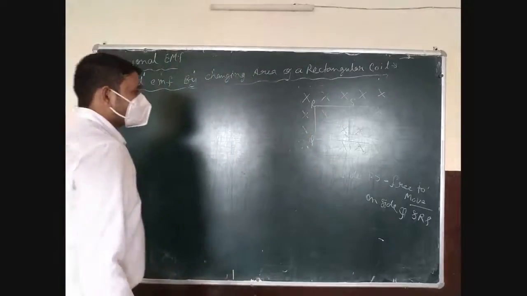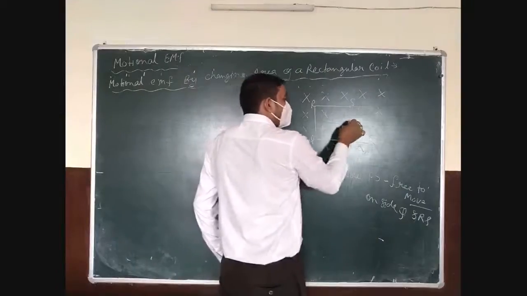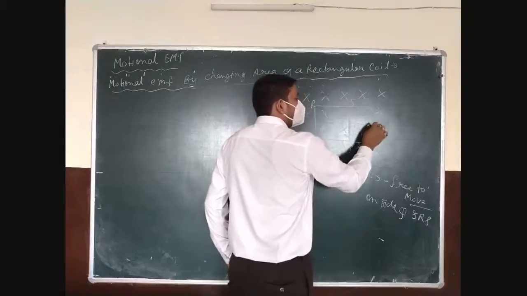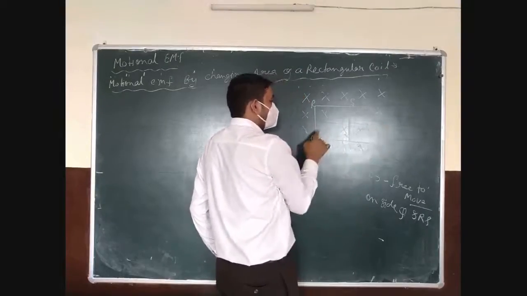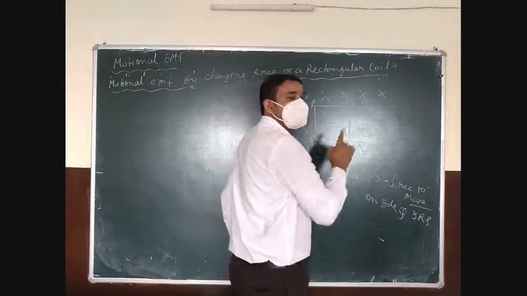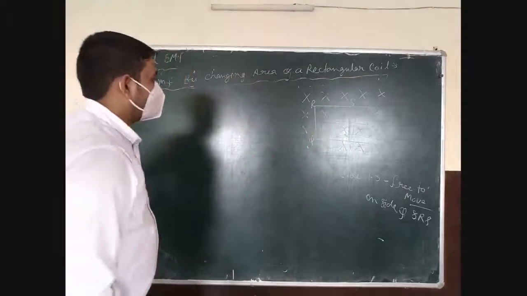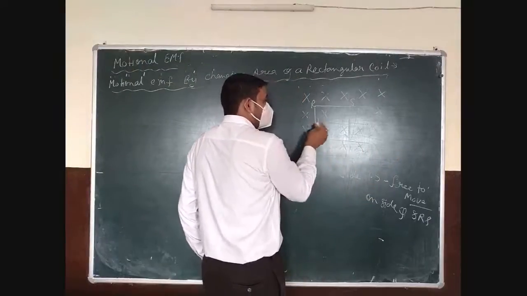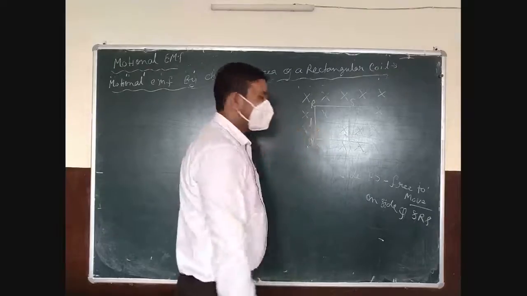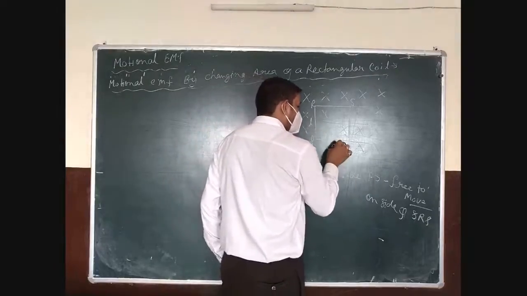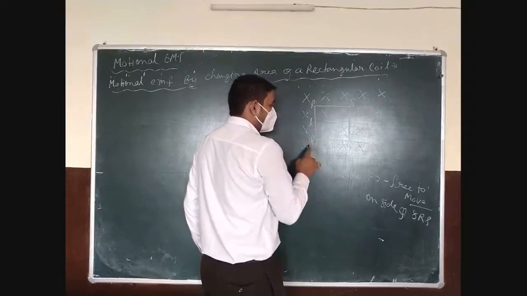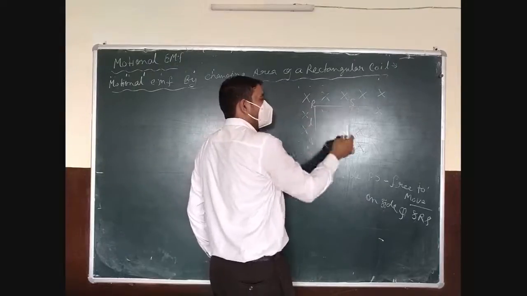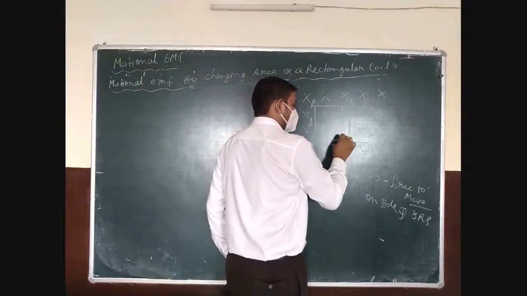Now let the side PS move with a velocity outward, away from the side QR, which is the fixed side of this rectangle. This is the length and this is the breadth of the coil. From P to Q is the breadth, and from Q to R, or P to S, is the length of the coil. Understood?